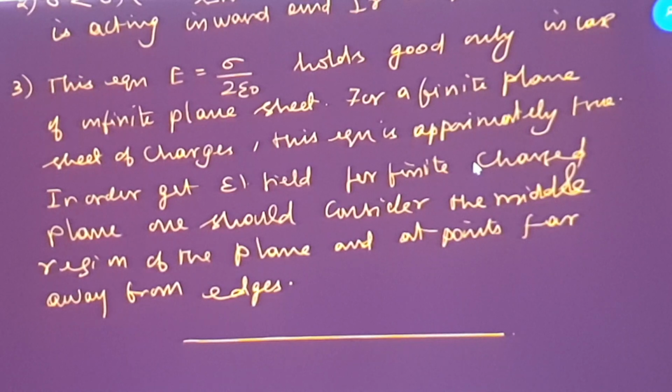This is the second application of the Gauss law. Again, this may also be asked as a 5-mark question. Hope you have understood. Thank you.